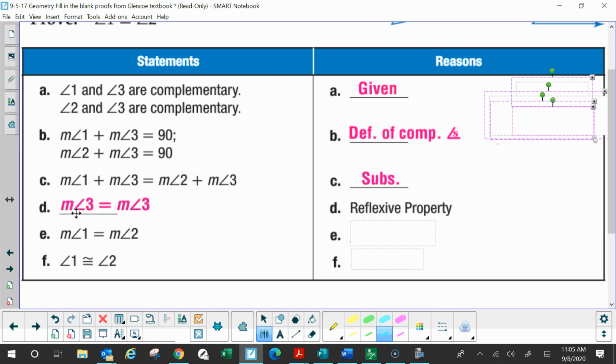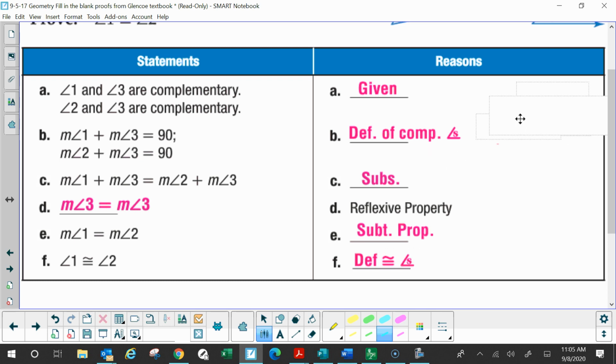You can also use subtraction property and subtract those out, but this is going to be reflexive property. Then we have substitution property and definition of congruent angles.